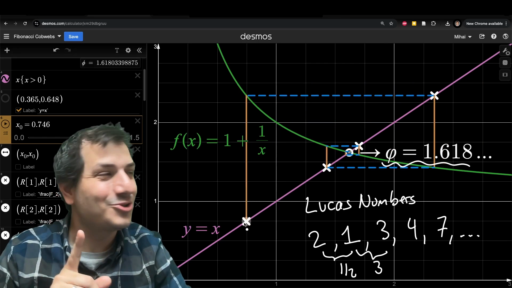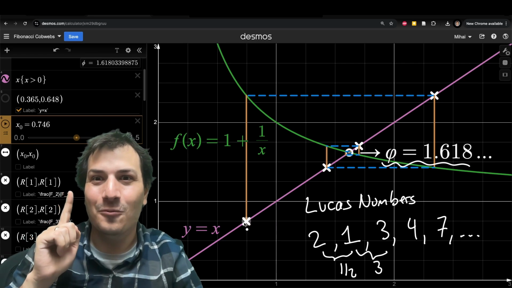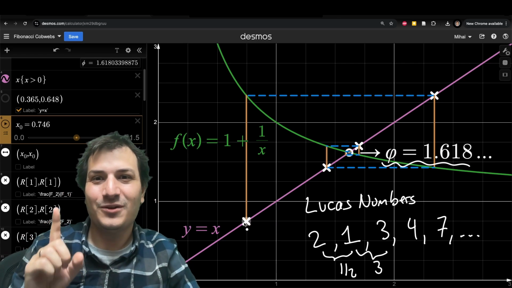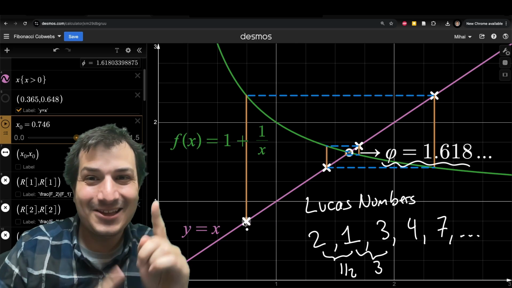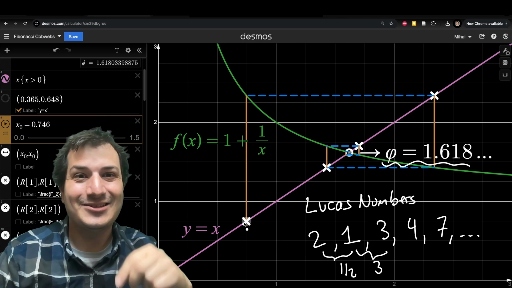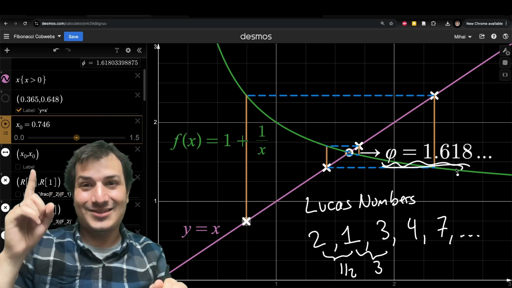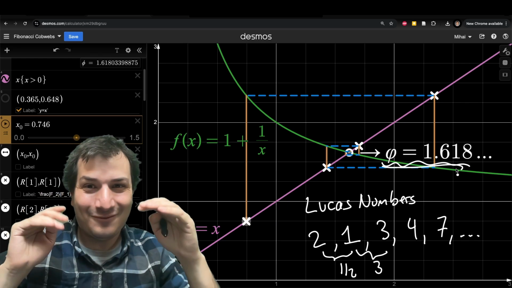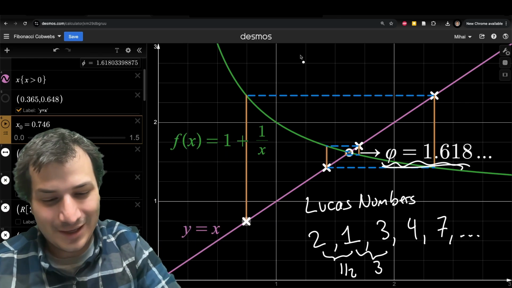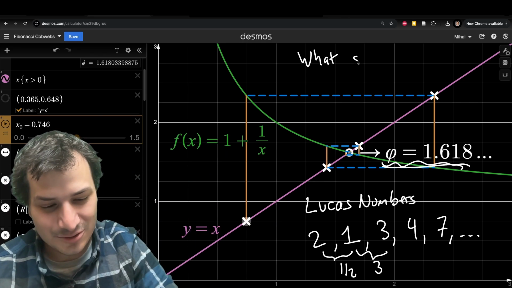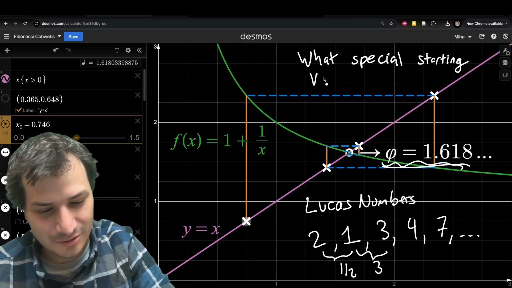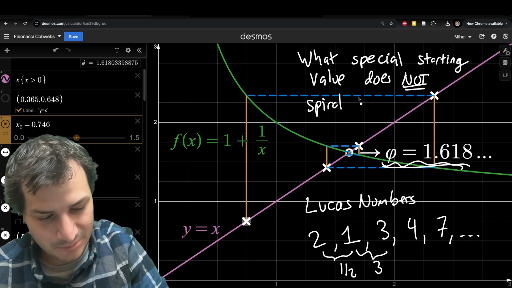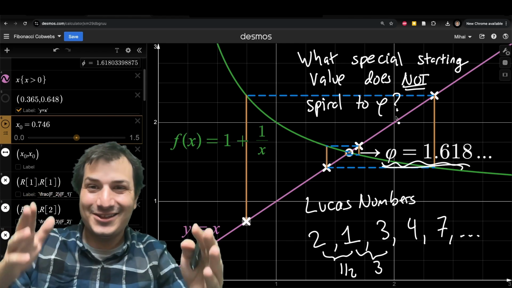That statement is true for all except for one extremely special Fibonacci-like sequence. For a very, very special, exactly one special starting value, it does not spiral in towards phi, it does something else. And I will leave that for the comments if you want to discover what special starting point does not spiral in. Okay, I will leave that to you to figure it out.